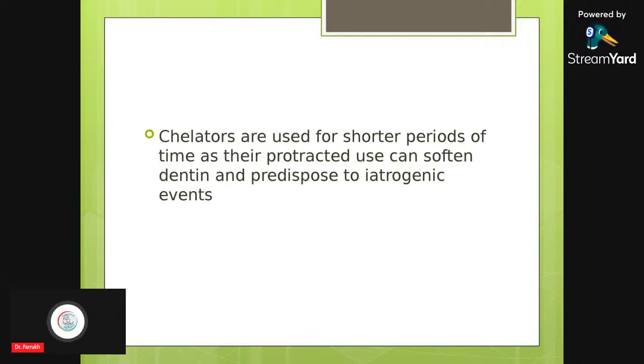What I do is I apply a little bit of chelator on the file, and then I place it into the canal, and all the blocked canals or closed canals are eventually opened up. So it is a very good trick, and it is a very good hack as well.